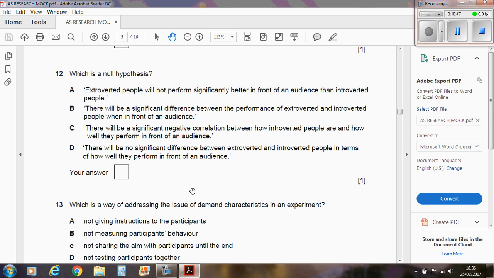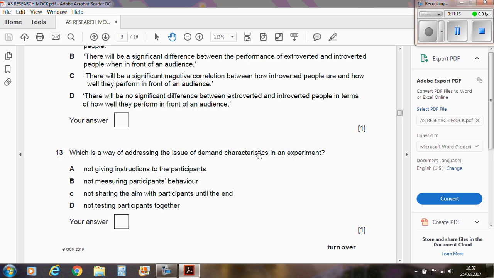Well, null hypotheses always state that there's going to be no significant difference. Now, these two here are saying there's going to be a significant difference, so it's definitely not those two. And this one here says extroverted people will not perform significantly better in front of an audience than introverted people. So you're still predicting something. So this one's the only one that says that there's going to be no significant difference between them, so that's the one that's a null. So D was the correct answer for that one.